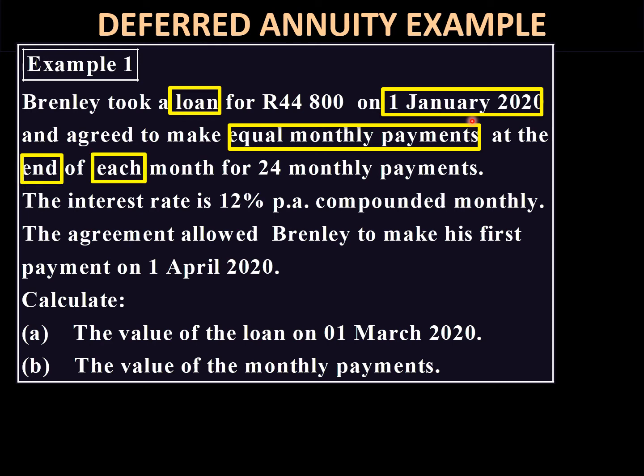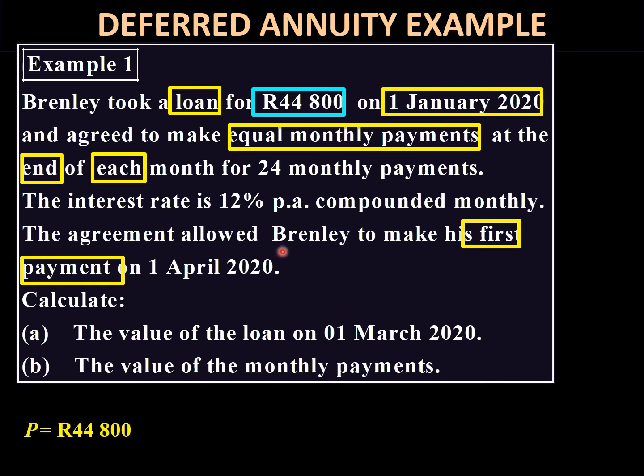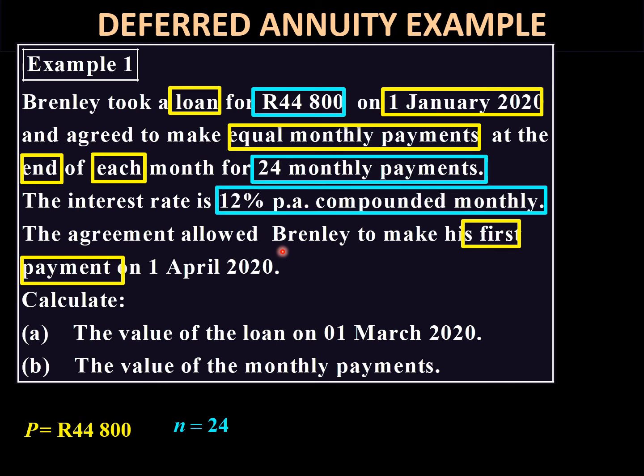So that's an ordinary annuity. And his first payment is delayed until the 1st of April. His first payment was supposed to be at the end of 1 month, which would have been the 1st of February, 1 month later. But now there's a deferred payment. There's the loan amount, 44,800. He's making 24 payments, and the interest rate is 12%, compounded monthly, 12% over 12. And we have to take note of this deferment. We'll look at it in the next slide and show you exactly how we can work it out.